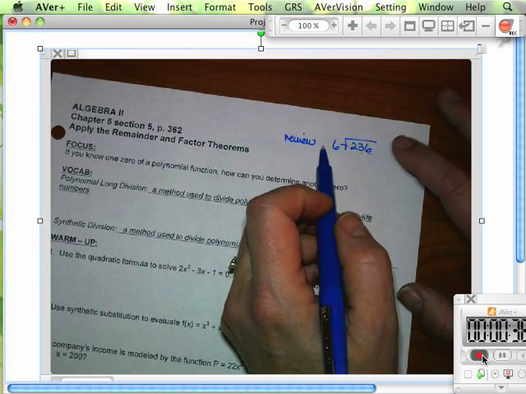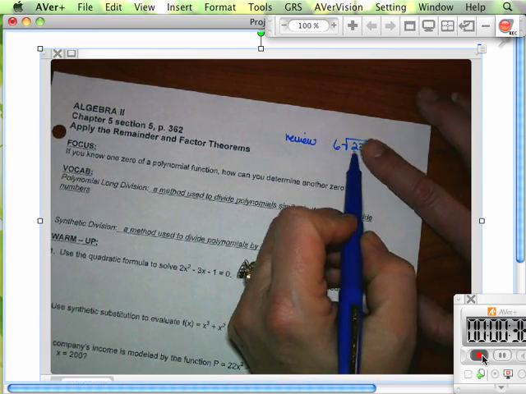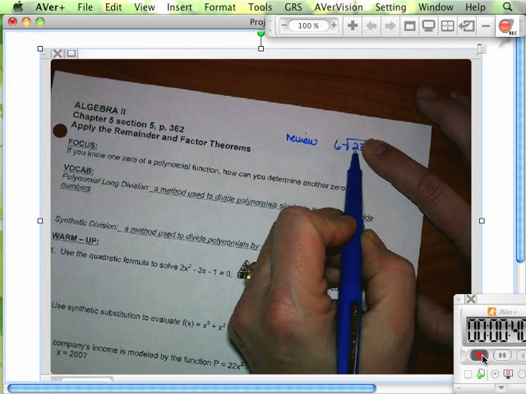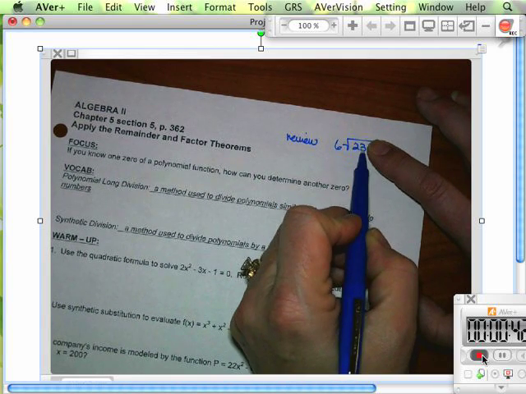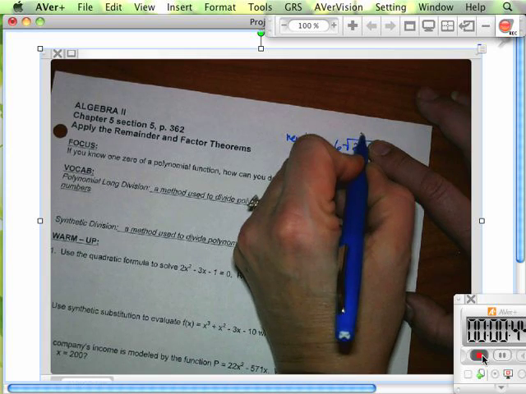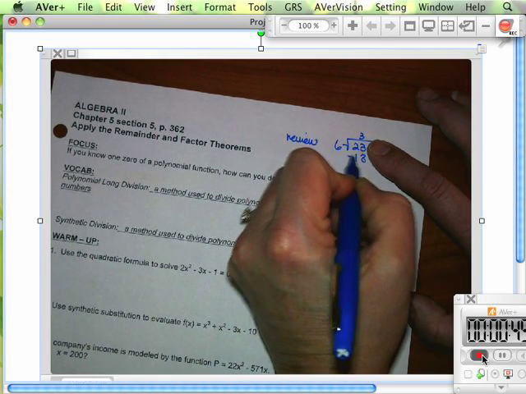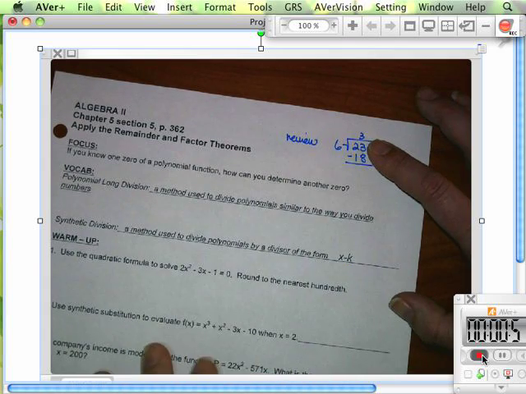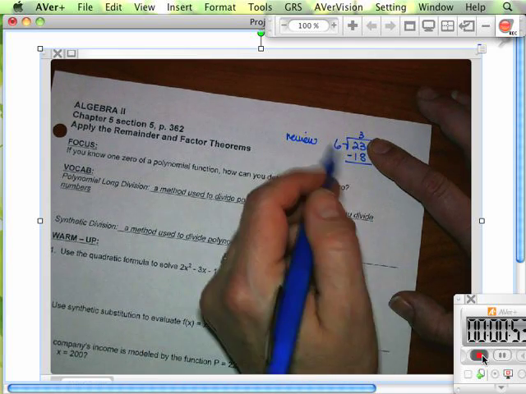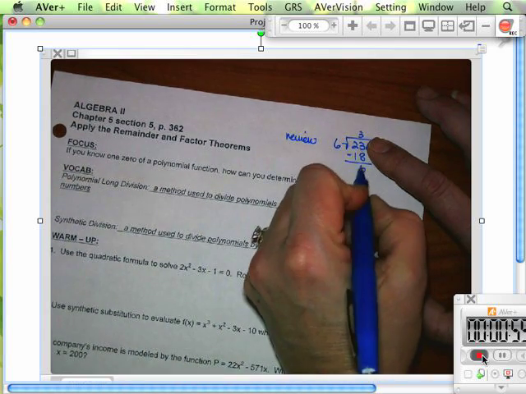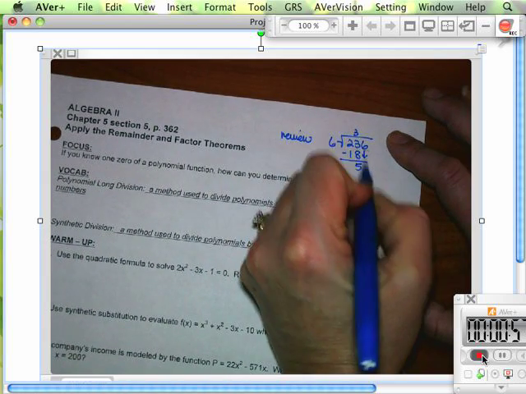But remember what you do is you cover up these two and you say, does 6 go into 2? No. 6 goes into 23 3 times. And that's 18. 3 times 6 is 18. And I have to take 18 away from there. 23 take away 18 is 5. And then I bring down the 6.